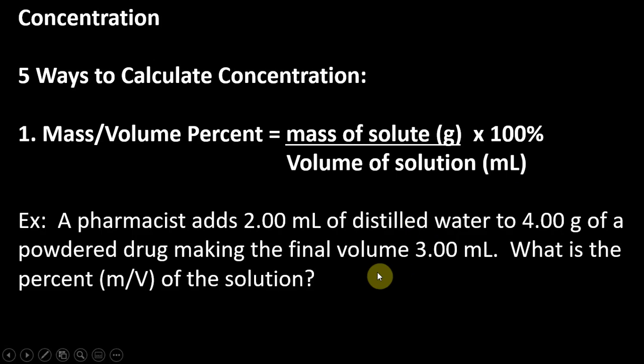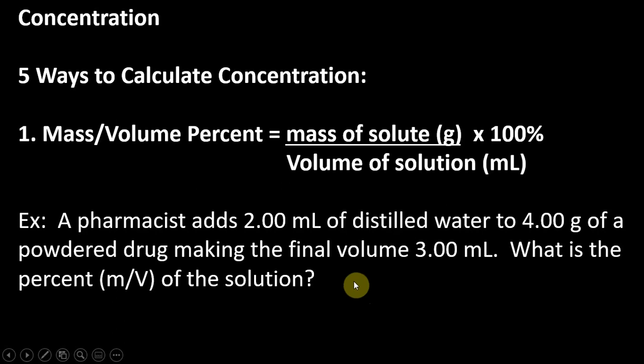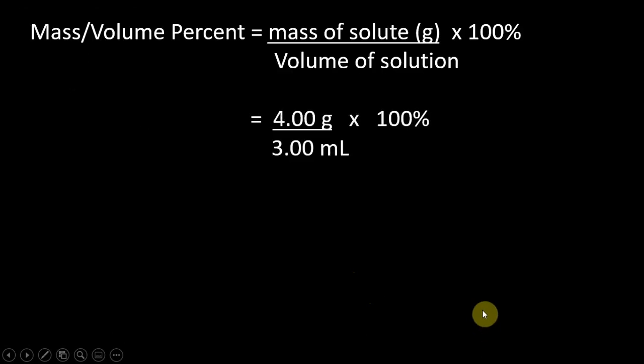An example of this would be if a pharmacist adds 2 milliliters of distilled water to 4 grams of a powdered drug, making the final volume 3 milliliters. What's the percent mass by volume in the solution? All right, so for this kind of question, normally I would do this on the board, and we would work it out. So 4 grams divided by 3 milliliter volume times 100%. It gives you 133.33%. And so you can see here, this is an example where quite easily it's more than 100%.